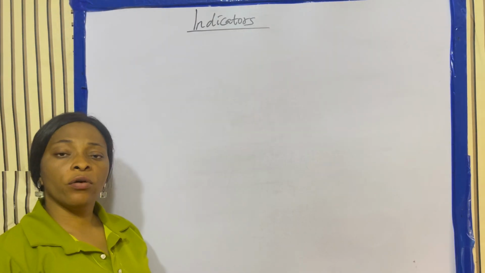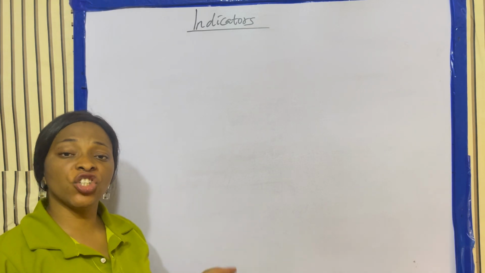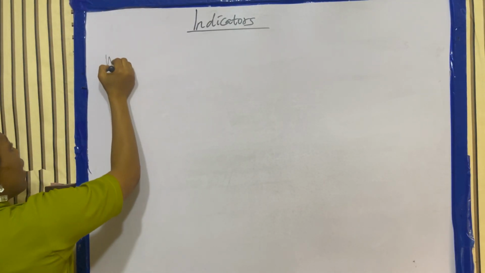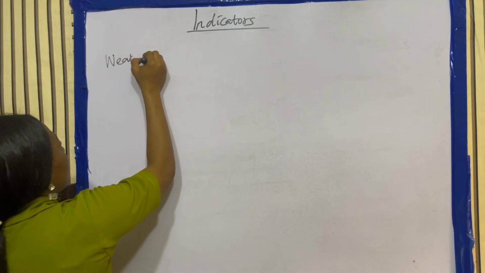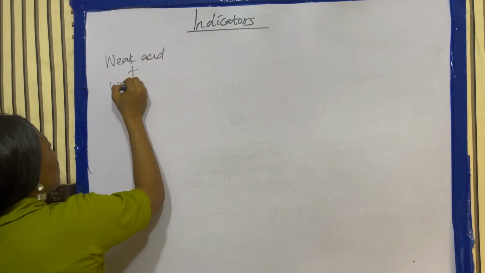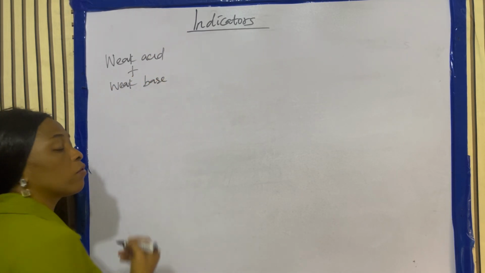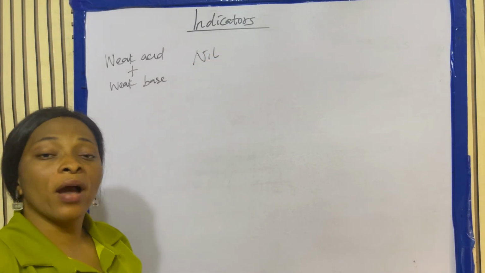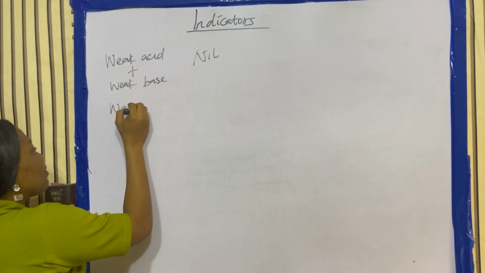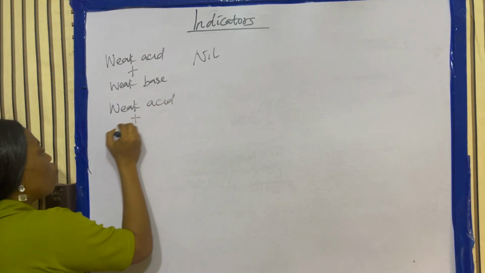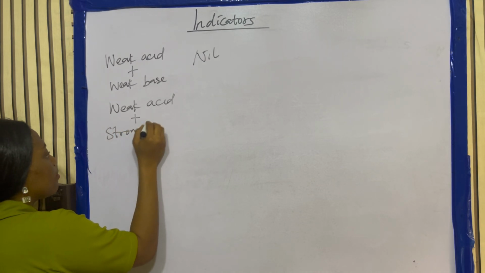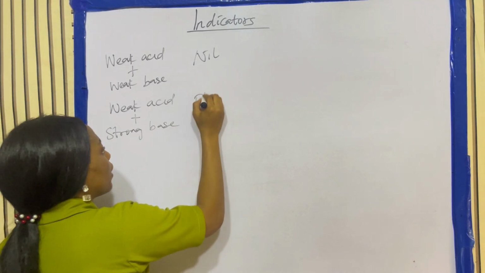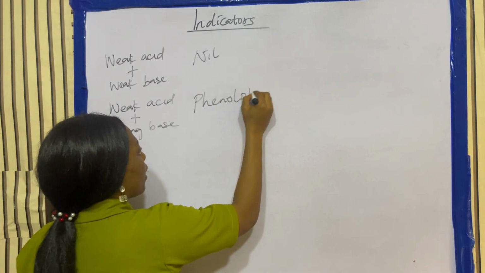All right. We look at different acids and bases, and which indicator is suitable for them. So, for example, when you have a weak acid plus a weak base, what's the suitable indicator for them? There is none. When you have a weak acid and a strong base, what is the best indicator for them? You use what we call phenolphthalein.